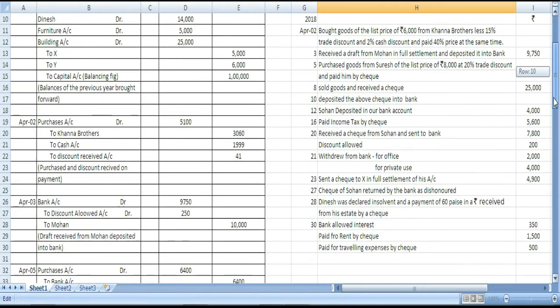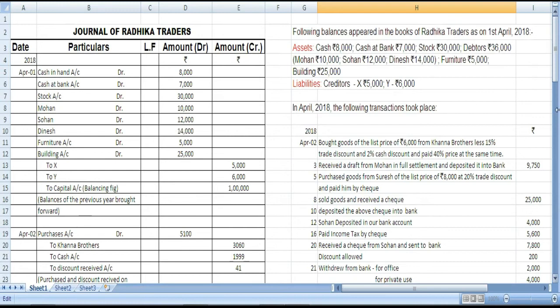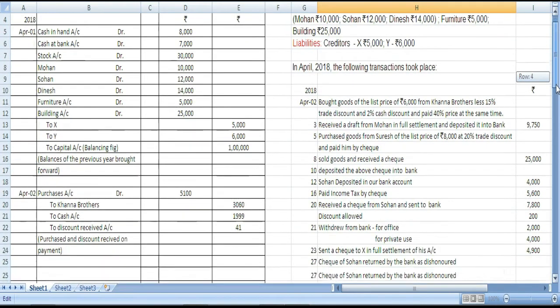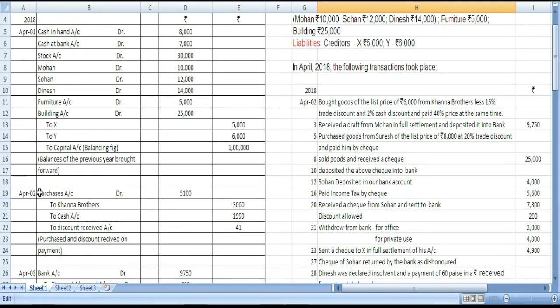So on April 2, bought goods of list price 6,000 from Khanna Brothers less 15% trade discount and 2% cash discount, and paid 40% at the same time. Okay. So here, since we are purchasing from Khanna Brothers, we will debit purchases because this is an expense according to the nominal account.